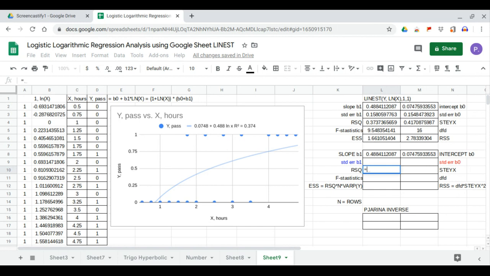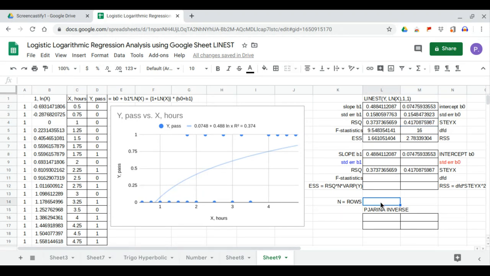Our r squared is RSQ of data y and data x, 0.3737, which matches our LINEST output and our chart, which is 0.374. Our standard error of y, STEYX, will be STEYX of data y, and data x will be ln x. 0.417 matches our LINEST output.